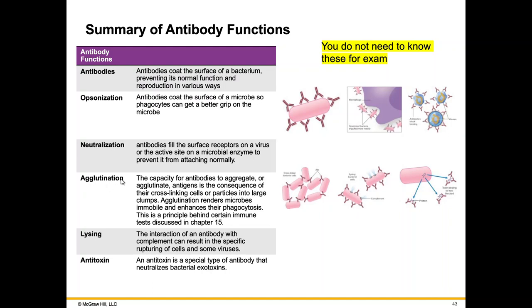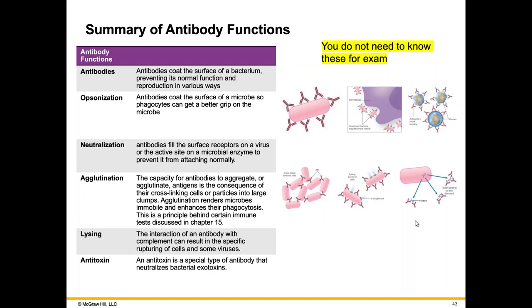Agglutination is the ability of our antibodies to attach to antigens of various pathogens and then cross-link together to form a clump. So that's what we're seeing here. We'll talk about that more later. Lysing is when a cell ruptures, so certain antibodies can result in the creation of little holes inside of a bacterial cell, which is going to cause it to rupture.